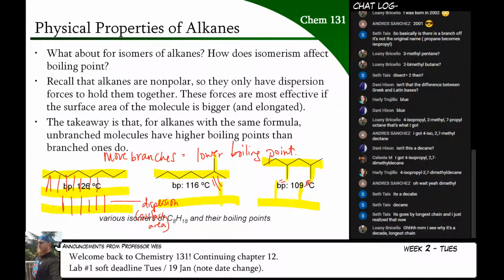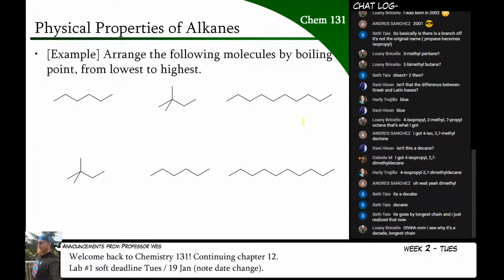Now, the takeaway for that is I have to be using that concept for alkanes with the same formula. So these are all alkanes that have 8 carbons. If I compare something with 8 to something that's branched with 6, that's not a fair comparison because something with 8 just has more electrons. It should have a higher boiling point, regardless of how many branches either one has. Okay, so you're going to see comparisons like this.